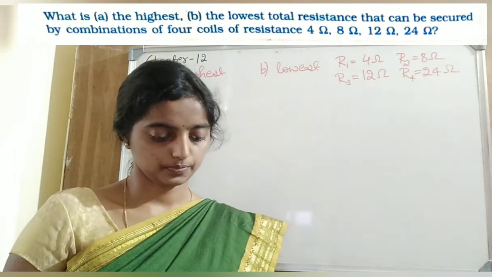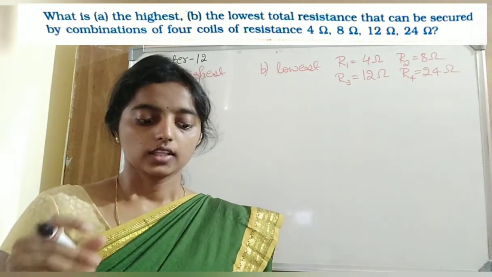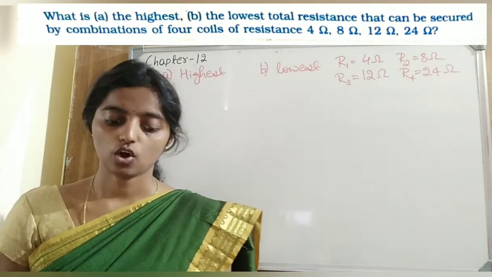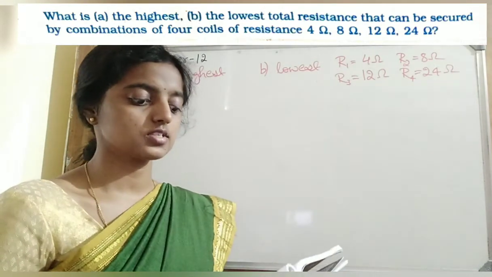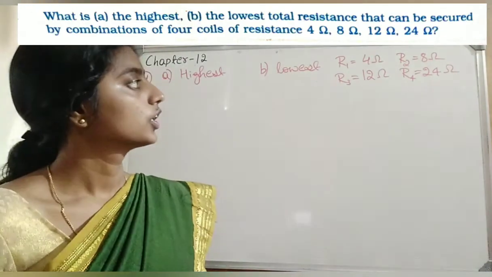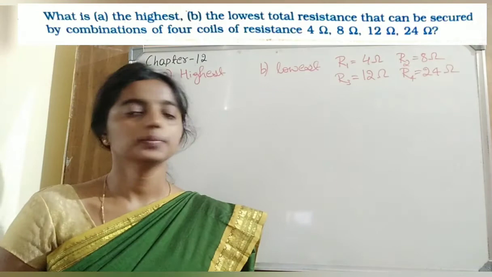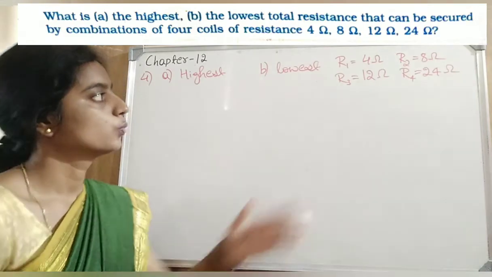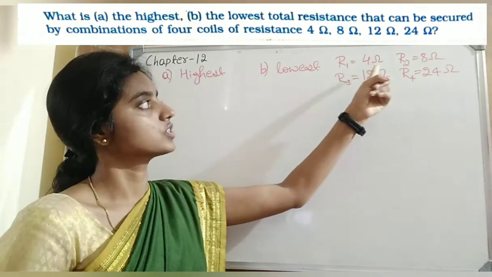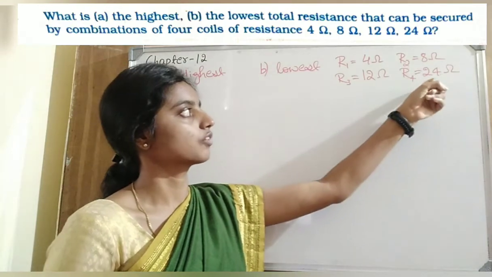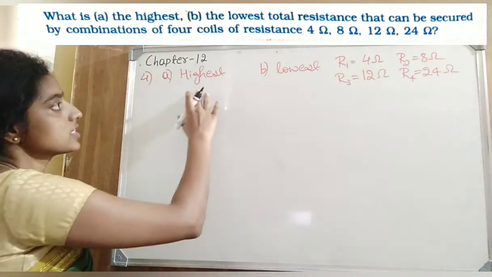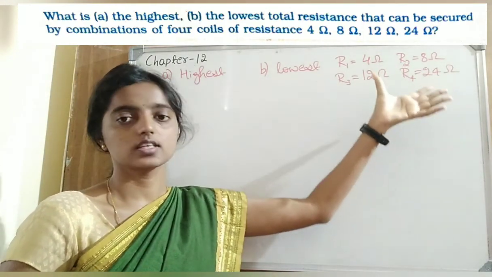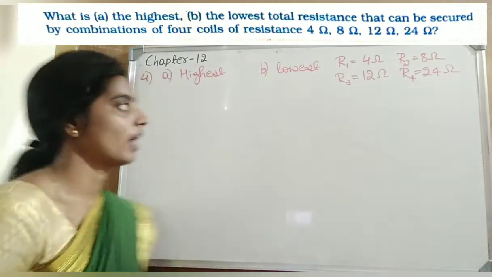Next question is, what is the highest, and the second one is the lowest total resistance that can be secured by combinations of 4 coils of resistance, 4 ohm, 8 ohm, 12 ohm and 24 ohm. Look at this question. They are asking us to find out the highest and lowest value with these 4 resistors. R1 is 4 ohm, R2 is 8 ohm, R3 is 12 and R4 is 24 ohm. Now to get highest and lowest, let us solve in both combinations, that is parallel and series, and see where we'll get the highest and lowest value.